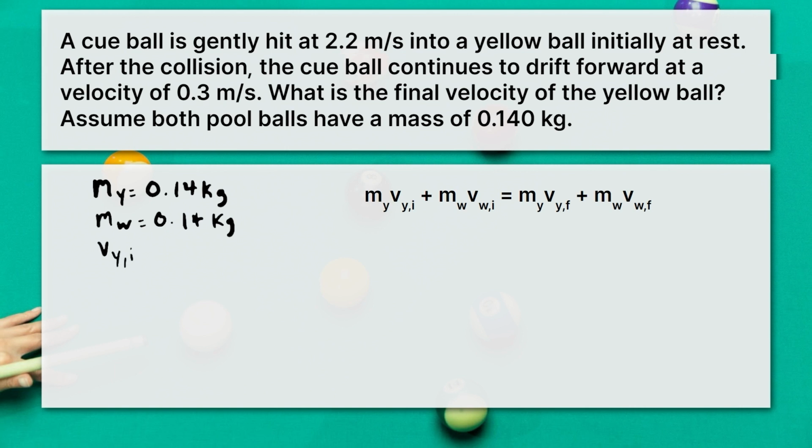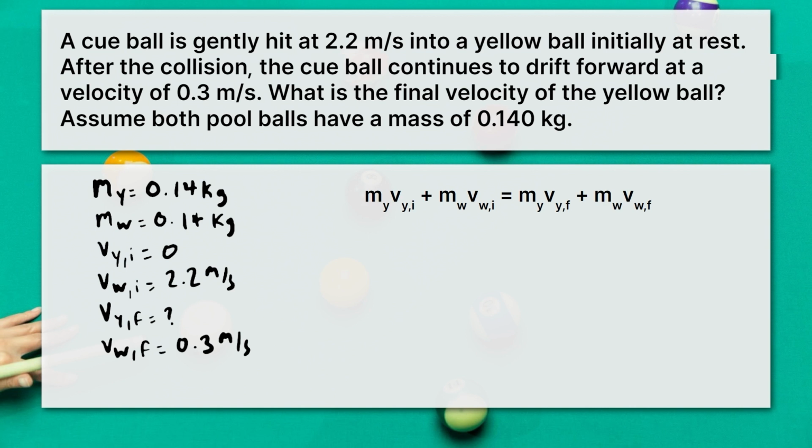All right, then we know the velocity of the yellow ball. That's the one that's being hit. It starts at 0 meters per second, an impressive velocity. The velocity initial of the white ball is 2.2 meters per second. And then we know that we want to solve for the velocity final of the yellow ball. We don't know what that is, but we do know the velocity final of the white ball, and that is 0.3 meters per second.